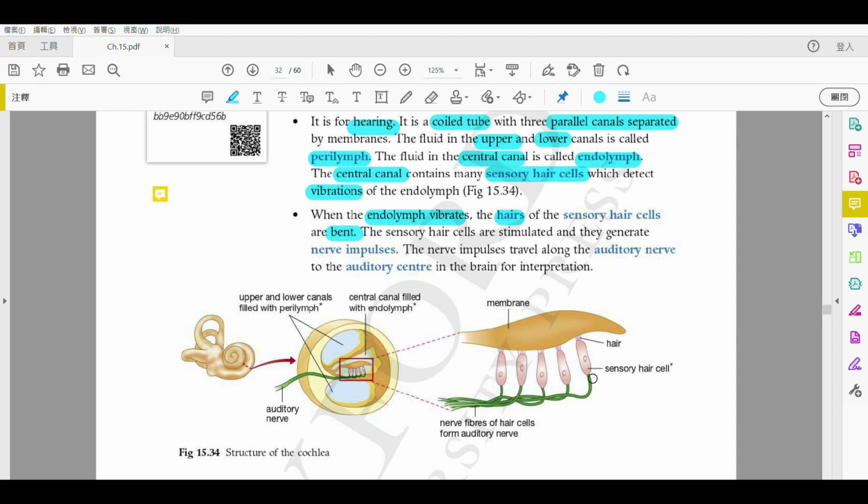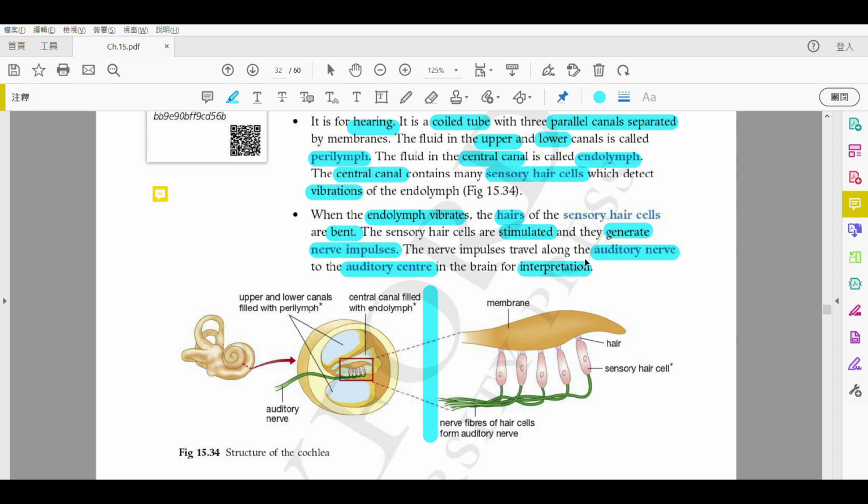So as you can see, look at this diagram here. Okay, so these are the sensory hair cells and they're very fine hair. They will bend when the endolymph vibrates. And somehow this bending action means they are stimulated. So when they are stimulated, they generate nerve impulse, and the nerve impulse will be transmitted along the auditory nerve to the auditory center of the brain for interpretation.